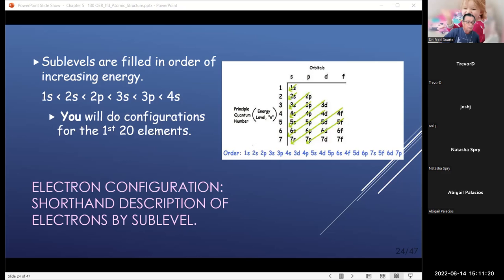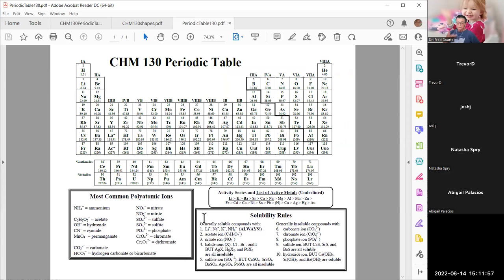And let me pull up a different periodic table because the one I have is pretty marked up with other information. Give me one second. All right, so let me pull this one up. This is the one that you may have, and it's not marked up.